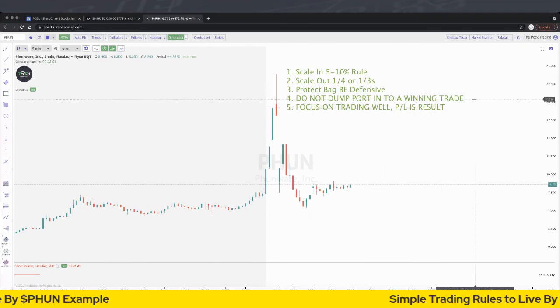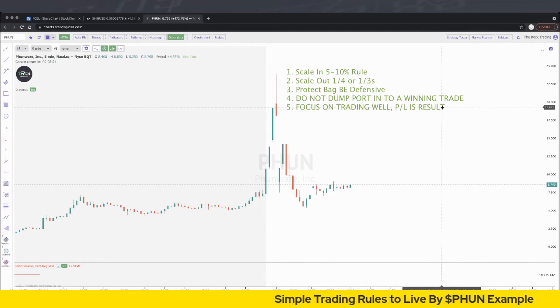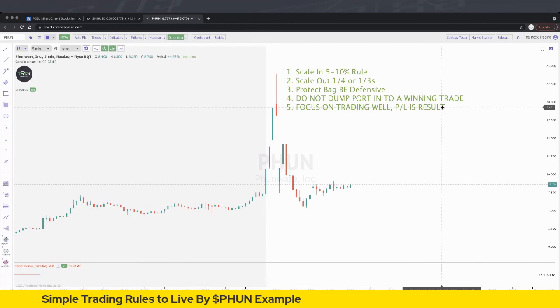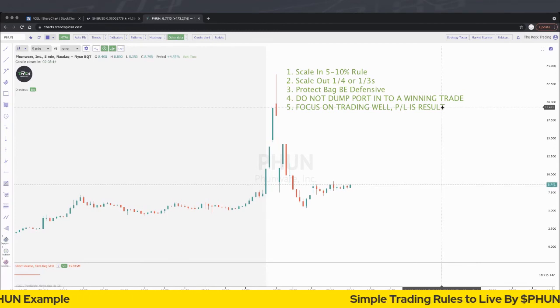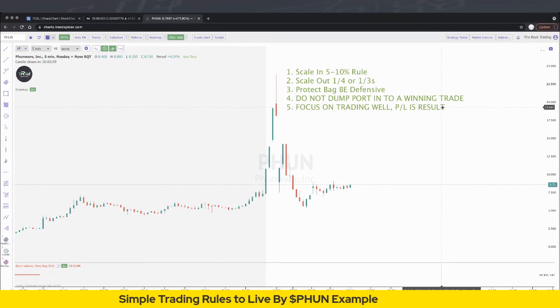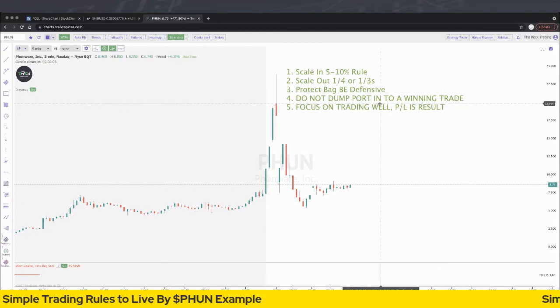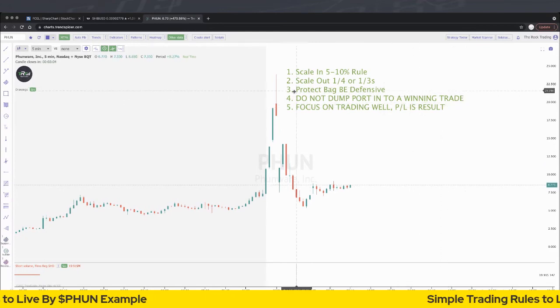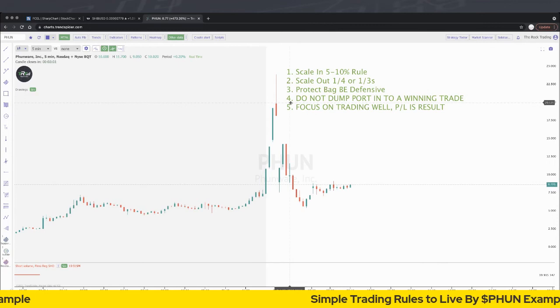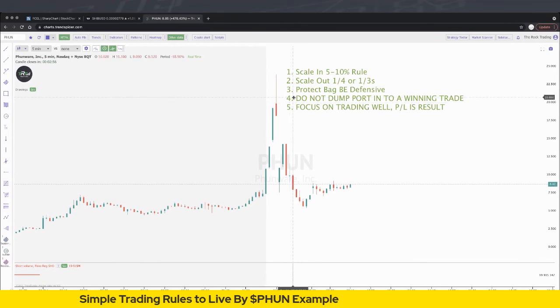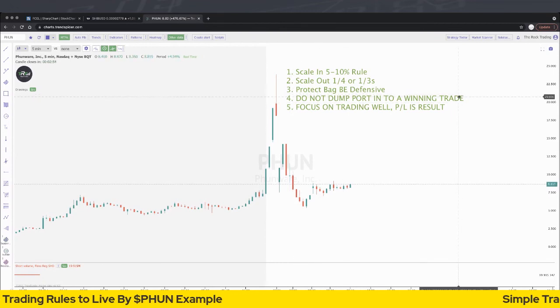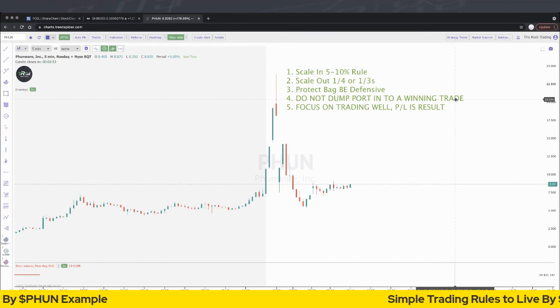Number 4, do not dump your port into a winning trade. Now, it's super risky, but I saw some of you guys do it. Some of you guys went from a $50,000 account to a $150,000 account overnight, which was great. Good news. But please understand that cannot happen. You will easily lose your entire portfolio if you dump your port into a winning trade. When you have that desire, that temptation, which we call greed, to risk your entire port or a major chunk of your port, that is when you will end up suffering.